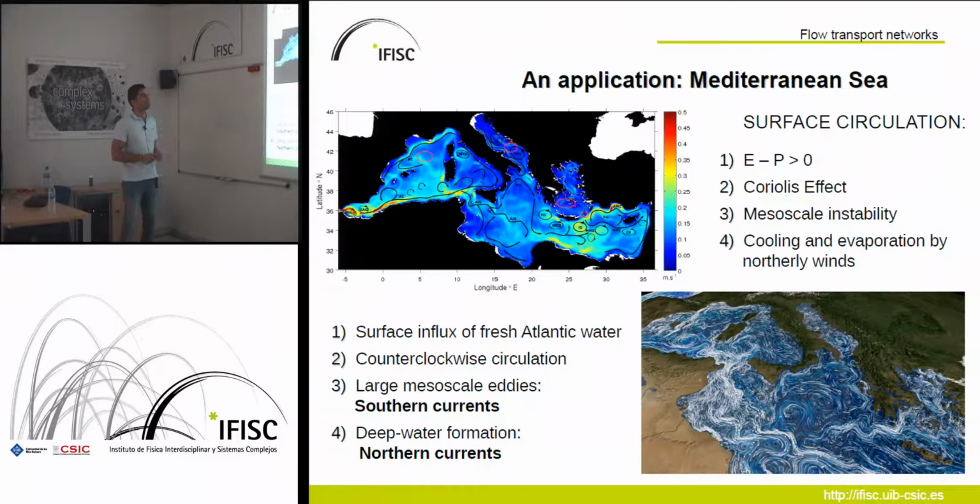Then, because of the Coriolis effect, this current entering the Mediterranean is deviated to the right. Okay, and this is why, basically, we have a counterclockwise circulation in the whole basin. Okay, we see this current, southern boundary currents, and some northern current circulating in the opposite direction.